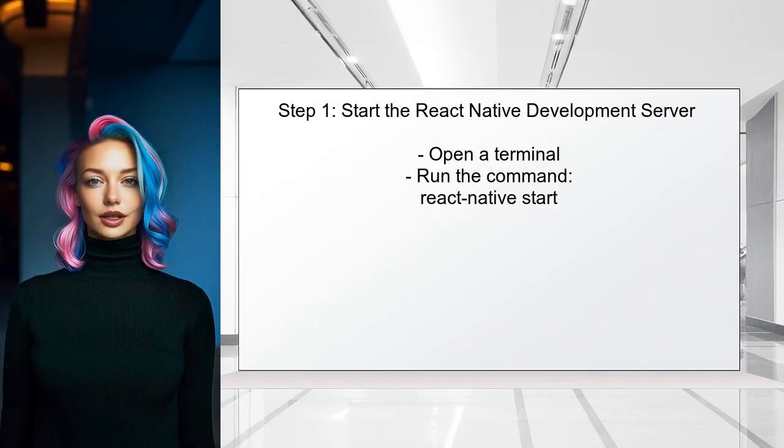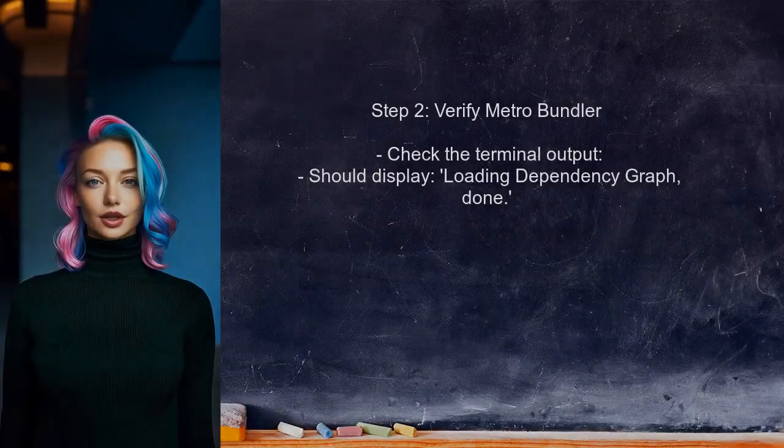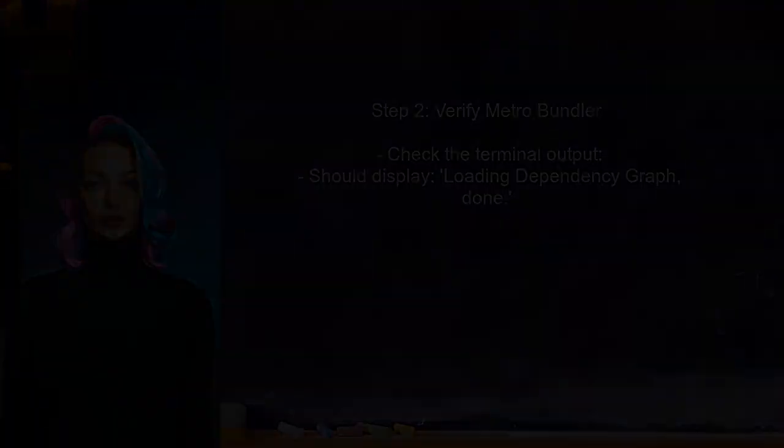To begin resolving the error, the user should ensure that the React Native development server is running. This can be done by opening a terminal and executing the command react-native start. Next, the user needs to check if the Metro bundler is running correctly. If the terminal shows "loading dependency graph, done," it indicates that the server is functioning as expected.